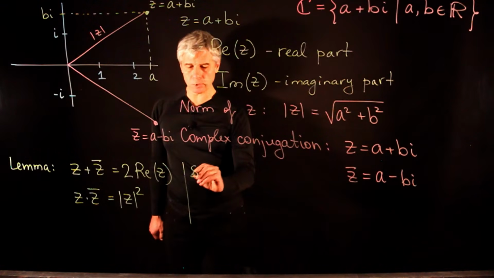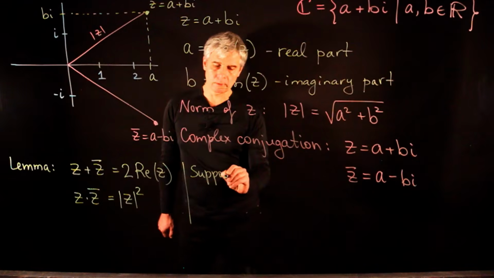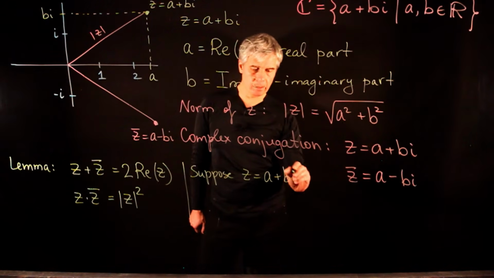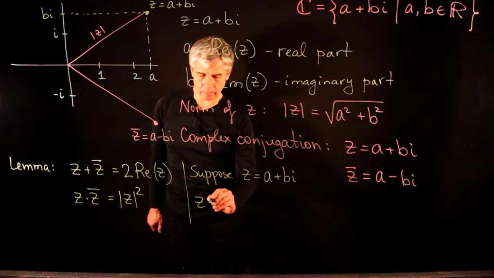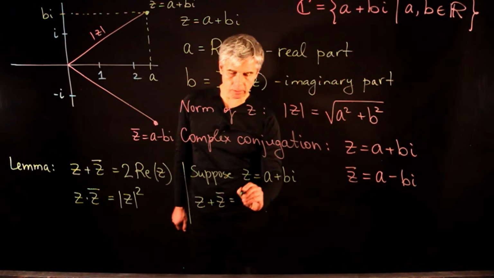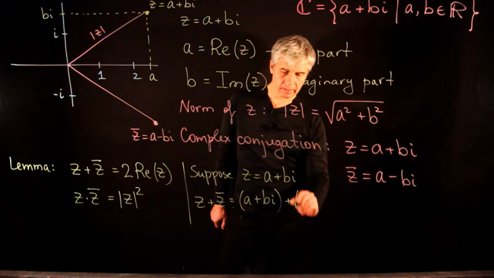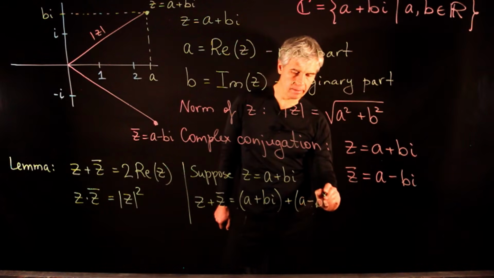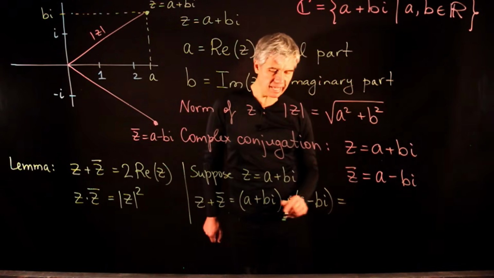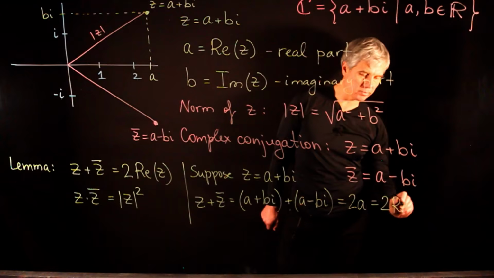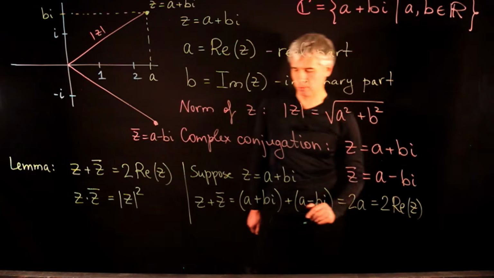So suppose z is a plus bi. Then what is z plus z bar? This is a plus bi plus a minus bi. So bi will cancel and we get 2a, but a is the real part of z. And so we get 2 times the real part of z.